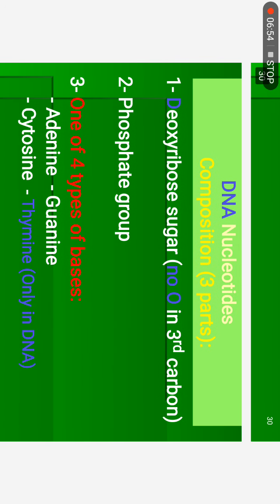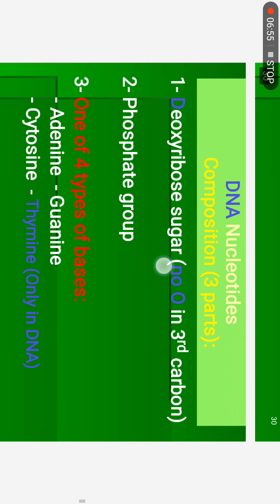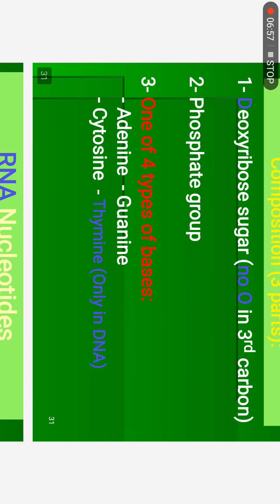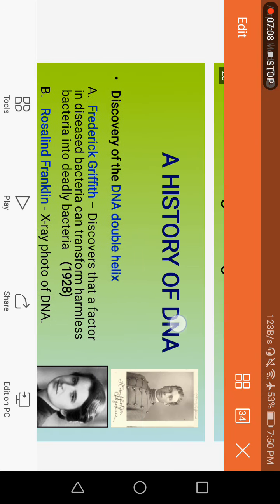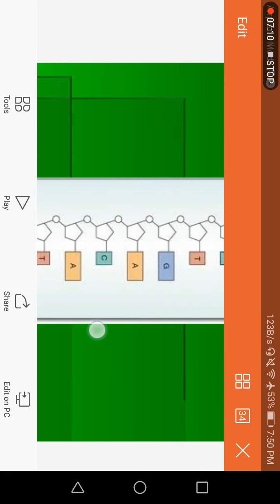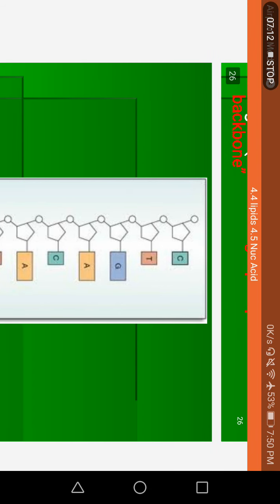So DNA means we have deoxyribose sugar, a phosphate group, and the four bases: adenine (A), guanine (G), cytosine (C), and thymine (T). Thymine is only in DNA. If you refer back up here, all nucleic acids will have this structure.